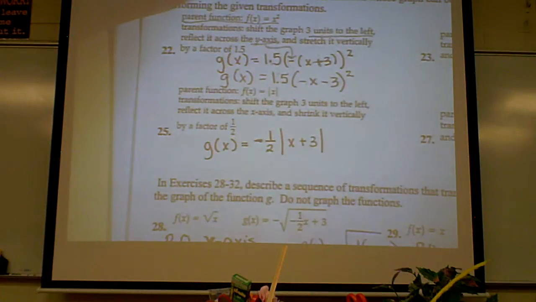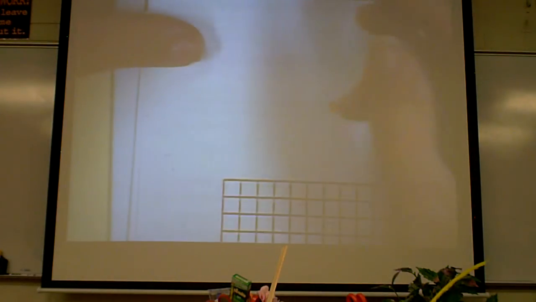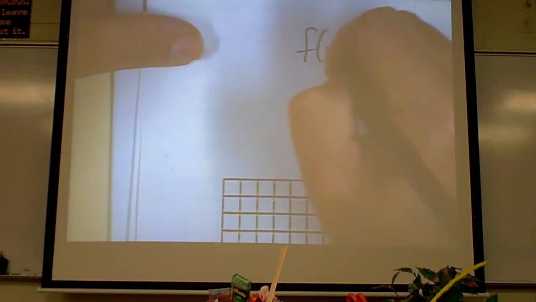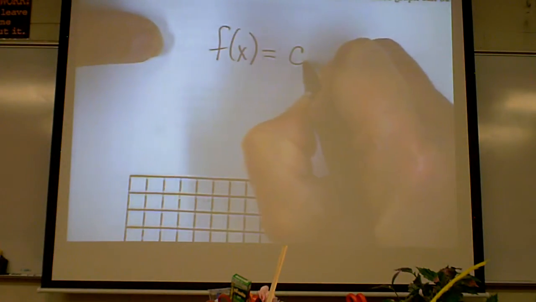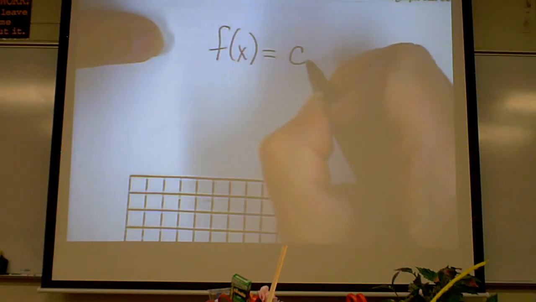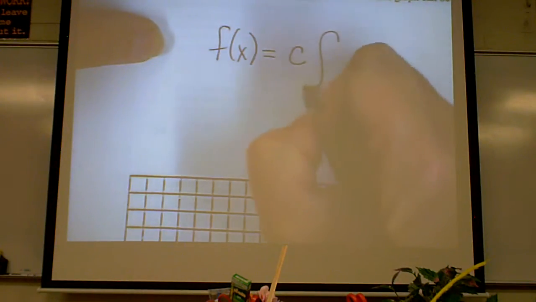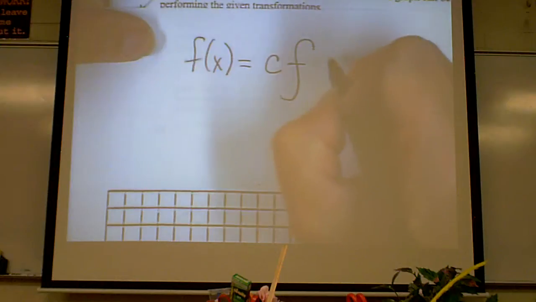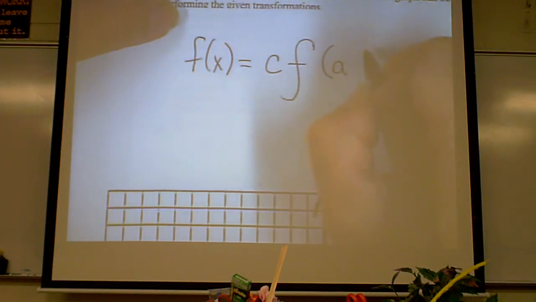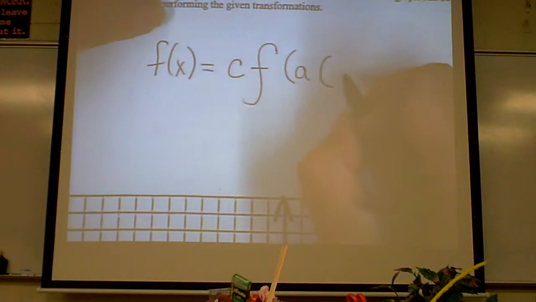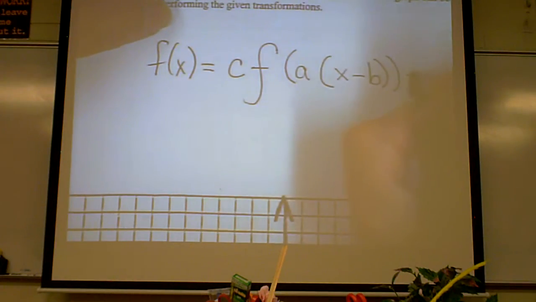It looks like this, you guys. f of x equals C. This is your vertical stretch or compression. The fancy f that I make, then you have a parenthesis, A. This is your horizontal stretch or compression. Then you have your letter x, positive 1x, minus B, and then plus D.